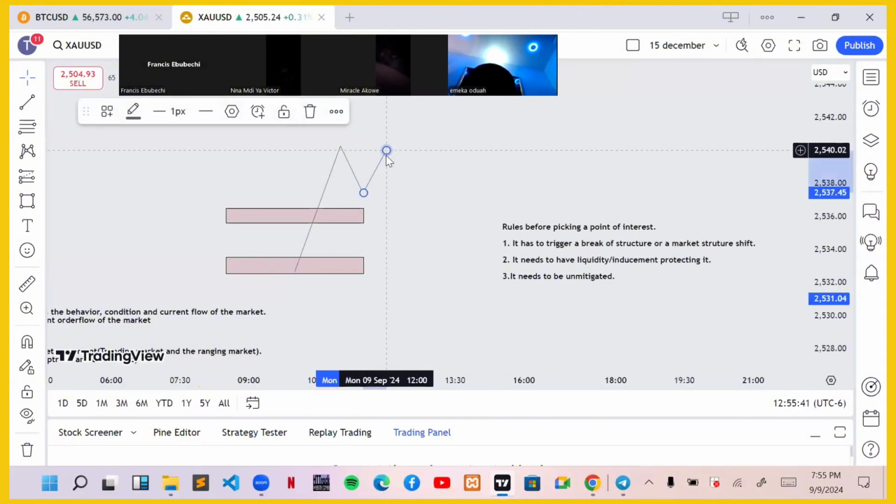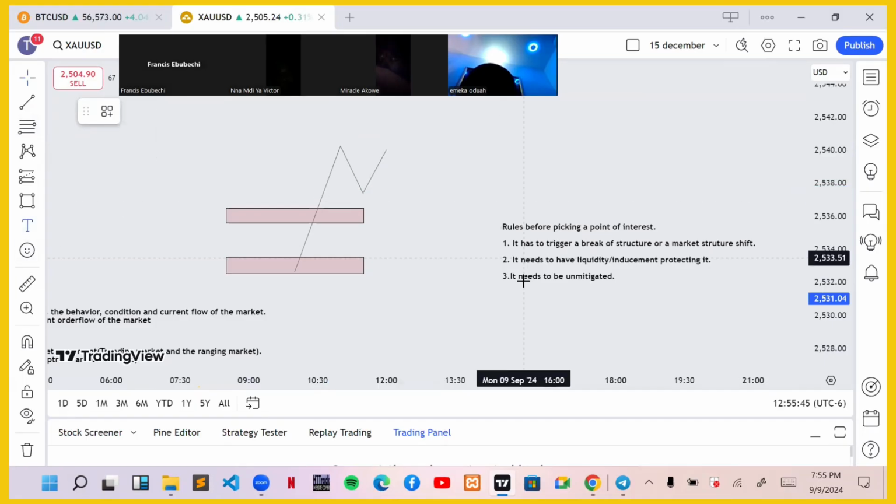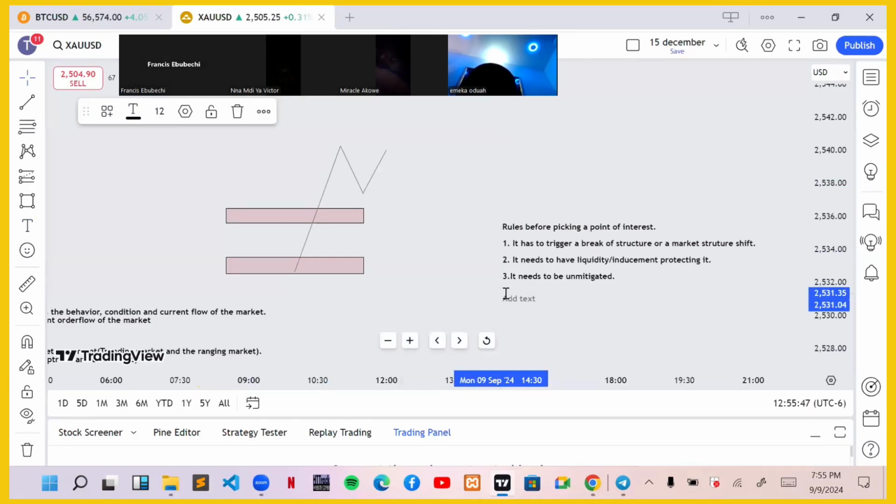So the third rule is it needs to be unmitigated. And then the fourth rule is it needs to be the point of interest closest to liquidity.